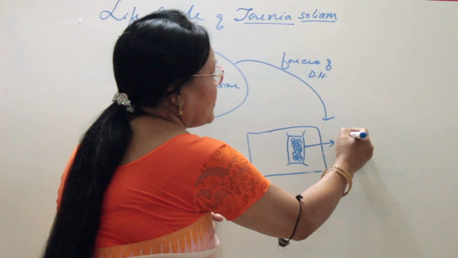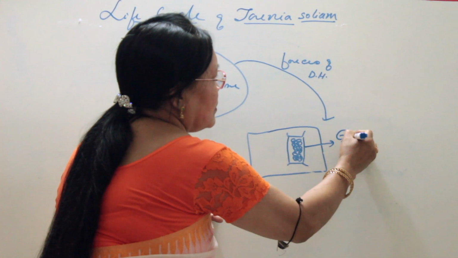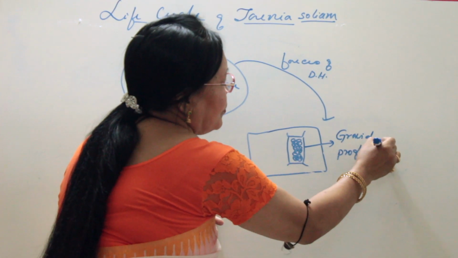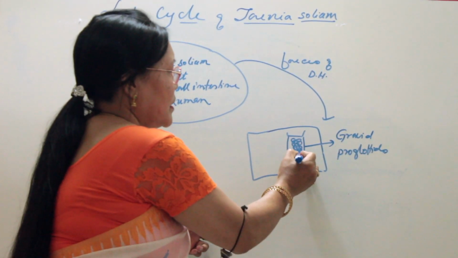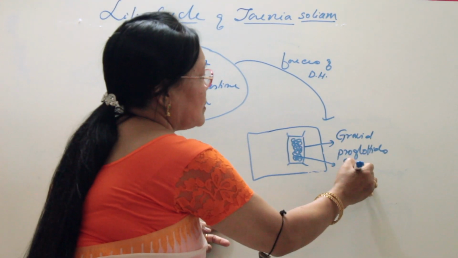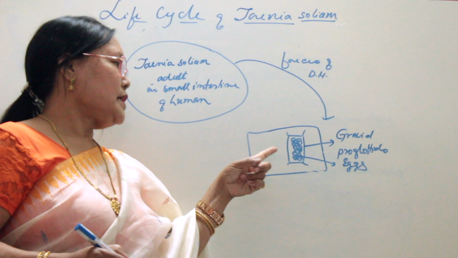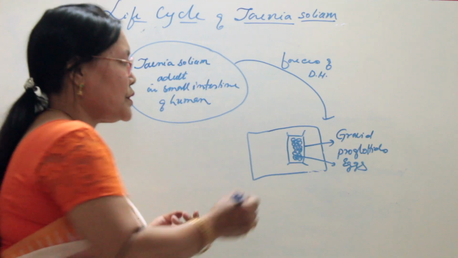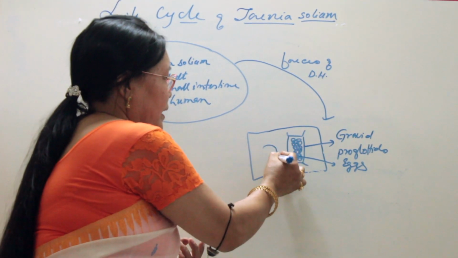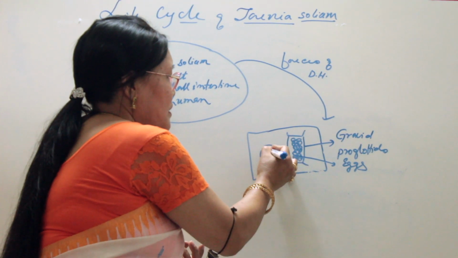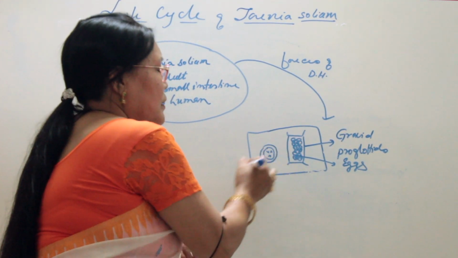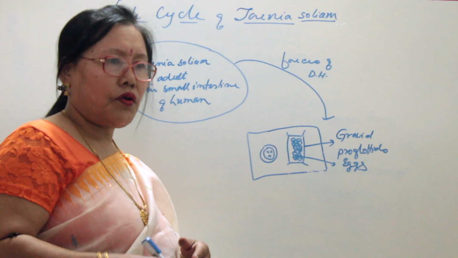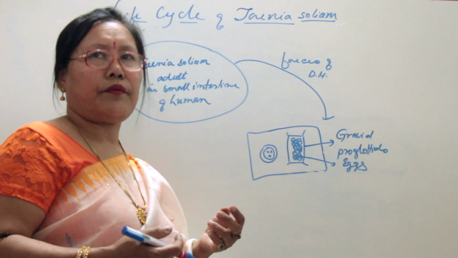These are the gravid proglottids and these are the eggs. This segment of gravid proglottid passes along with the feces of the definitive host, and these embryonated eggs are usually present in the environment. These embryonated eggs are usually present in the muddy soil or in the environment.